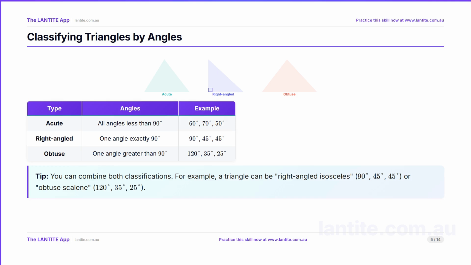Triangles can also be classified by their angles. An acute triangle has all 3 angles less than 90 degrees. A right-angled triangle has 1 angle of exactly 90 degrees. An obtuse triangle has 1 angle greater than 90 degrees. You can combine both classifications. For instance, a right-angled isosceles triangle has a 90-degree angle and 2 equal sides with 45-degree base angles. The LANTITE may ask you to classify a triangle using both systems.